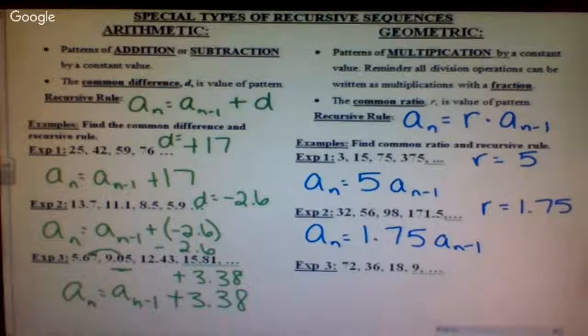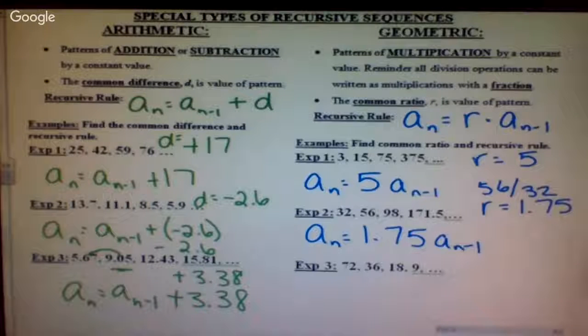What's the easy way to always find your R? Divide. To get your R here, you would take 56 divided by 32. So that's your trick there. Arithmetic is subtract, and geometric is divide. You could have done 98 divided by 56 or 171.5 divided by 98. Whatever number you want, divided by what comes beforehand.